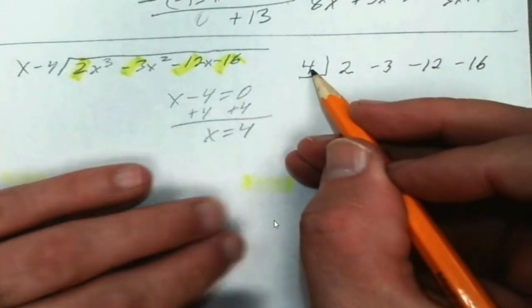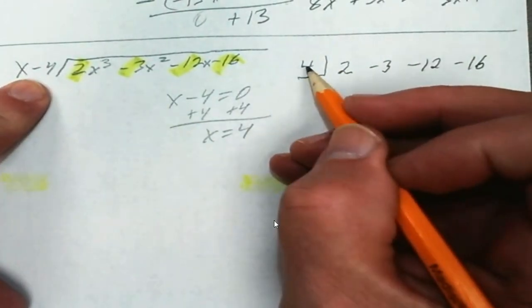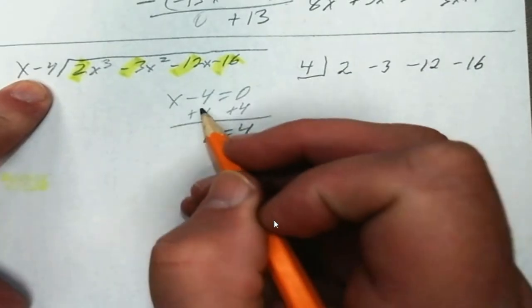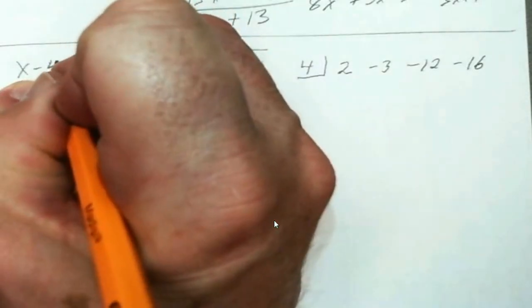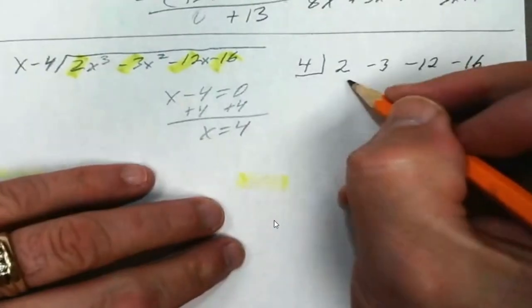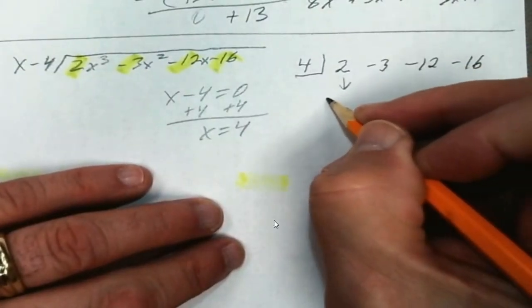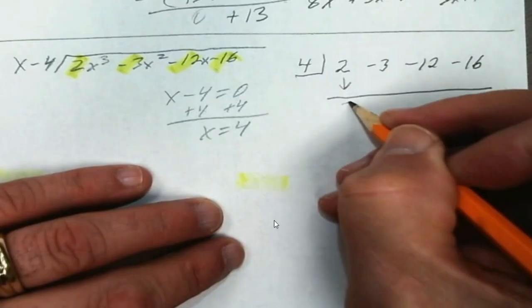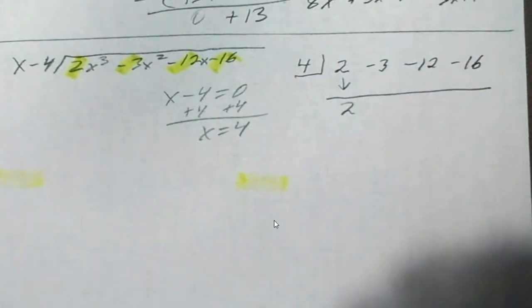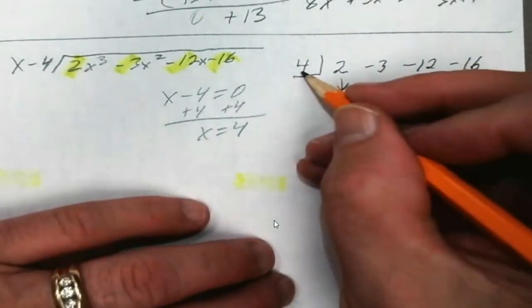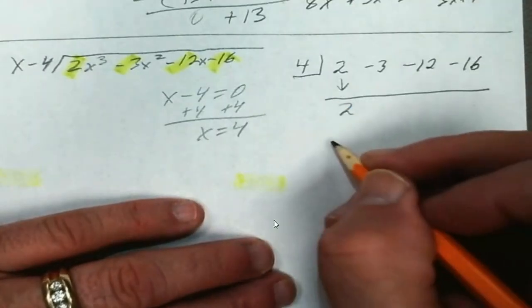And I need a 4. Since this is x minus 4, I'm dividing by positive 4, because that's what x would be setting this equal to 0. Now, the first thing that happens is I'm going to bring the 2 down. I don't do anything with the first term. Bring the 2 down. Now I'm going to multiply.